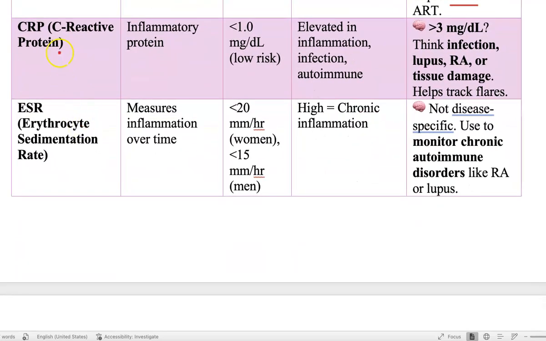So what about the CRP, C-reactive protein? Of course, it's an inflammatory protein, and less than 1.0 milligram per dL means they have a low risk. It is elevated in inflammation, infection, and autoimmune issues. If it is more than 3 milligram per dL, you've got to think infection, lupus, RA, or tissue damage. You've got to know that for the test. We want it to be less than 1.0. See? It helps track flares.